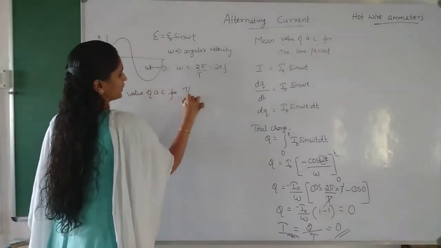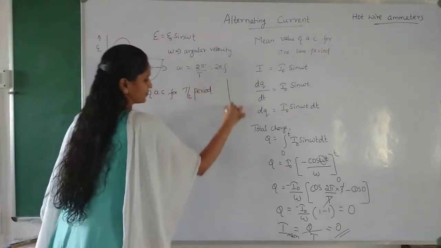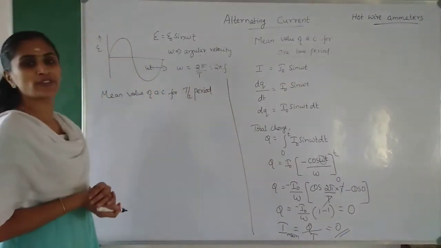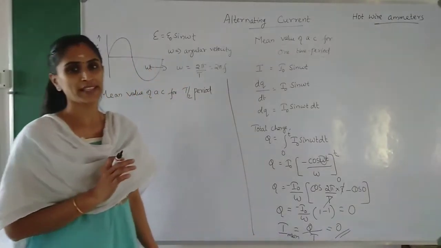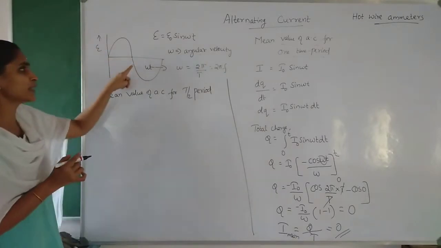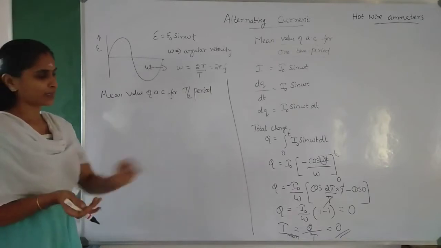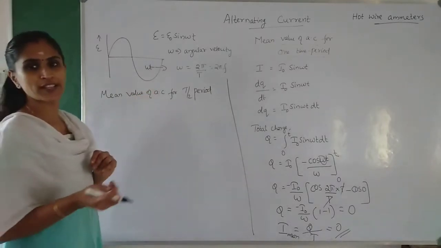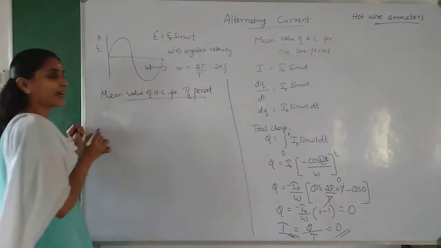Mean value of AC for a time period of T by 2. We have already seen that the average value of AC over one time period is 0, because for each positive value there is a negative value and they add up to 0. Mathematically we can show that also. Here we are finding the mean value of AC for T by 2 period, and we represent it as I mean.